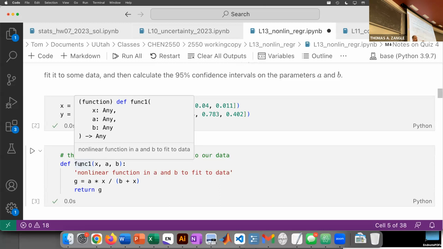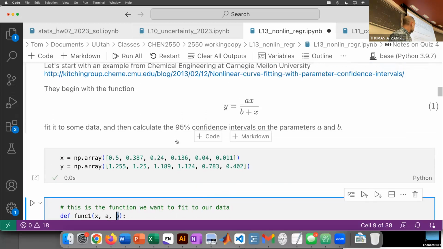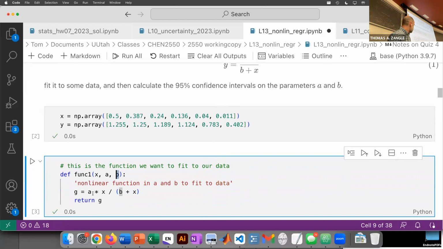For this nonlinear regression, we're going to need to define a function, which basically says, for a given input x and parameter values a and b, right? Remember, these are the things that we're trying to find in our nonlinear regression. But for a given set of parameter values a and b, what is the output, right? So in this case, it's simply our equation up above, translated into Python code. We're saying g is equal to a times x over b plus x. And then our function returns the value of g, okay?